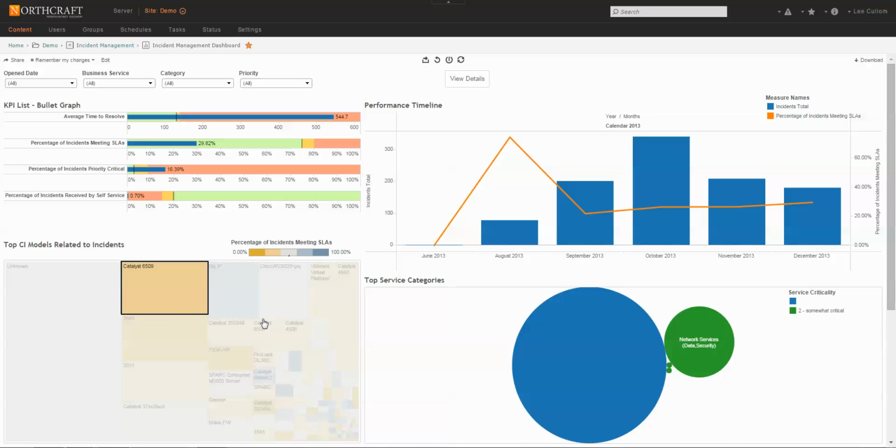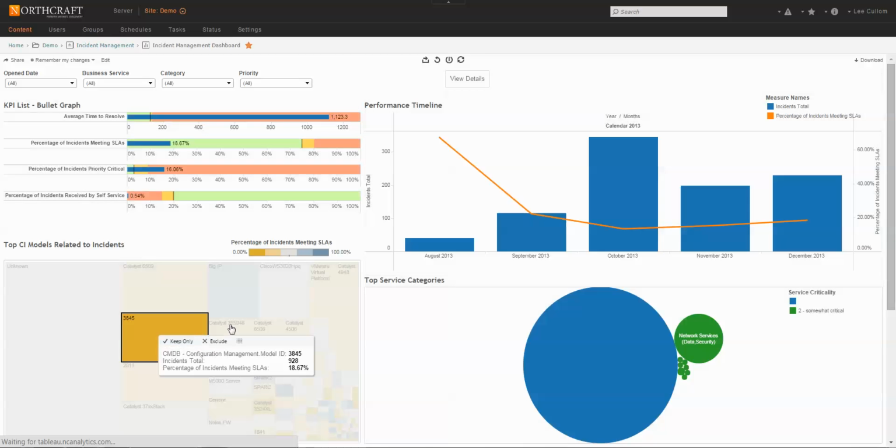6509s, okay, have the highest incident volume here, outside of your unknowns, with a breached SLA percentage of 29.82%. Percentage of incidents meeting SLA is 29.82%, indicating that that's a problem.